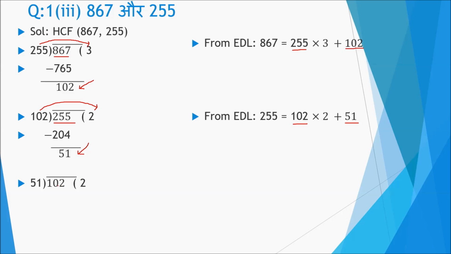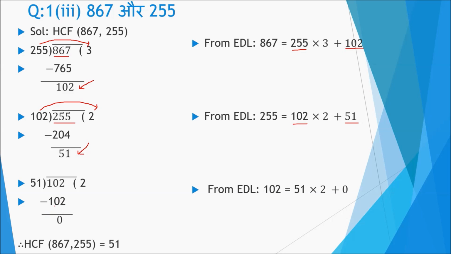So in the next step we divide 102 by 51. So as we know, 51 2s are 102 and we get remainder as 0. So we have to stop dividing now, and now we will apply EDL here. So from EDL, this 102 will be equal to 51 multiplied by 2 plus 0. And this divisor in the last step is actually HCF of these two numbers. So therefore, HCF of 867 and 255 will be equal to 51.